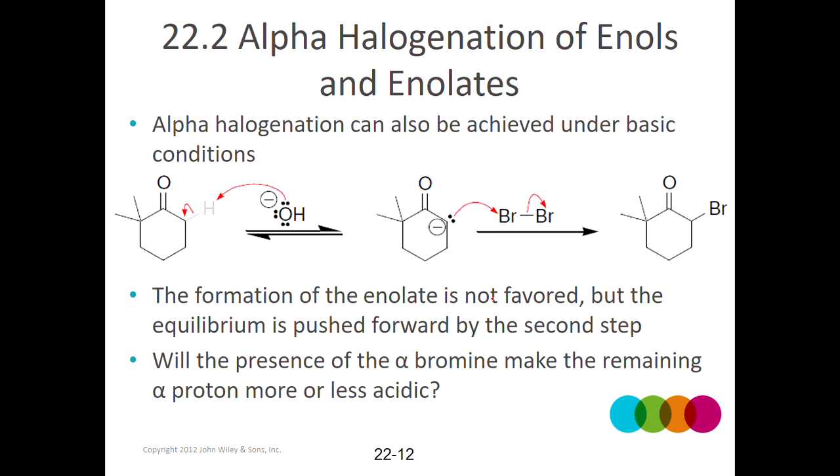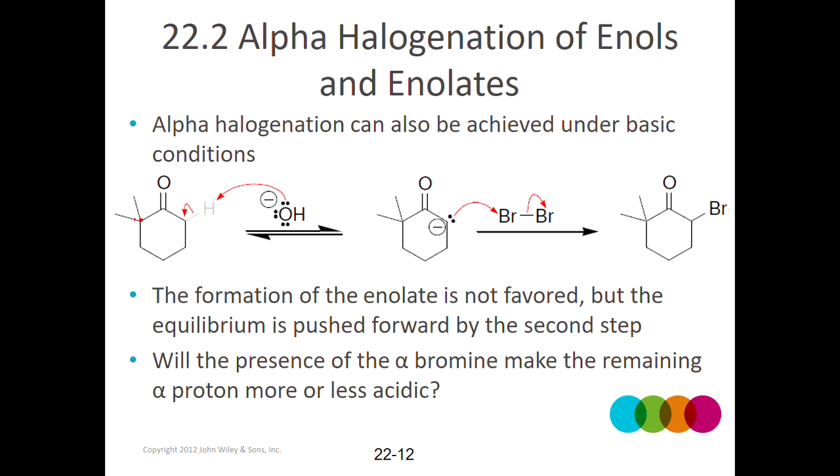So an alternative way to replace a hydrogen with a leaving group, a halogen specifically, would be to use basic conditions. So in this particular example, I've got methyl groups here, so there is no proton at this carbon. If there's no proton here, then the base can't pick anything off. There's not going to be any reaction occurring.